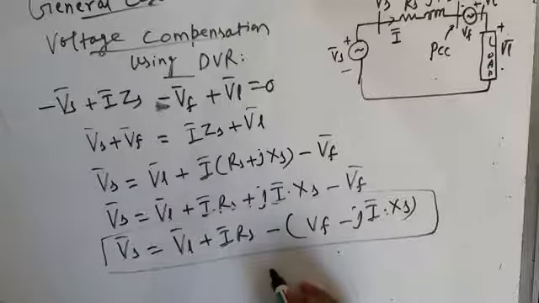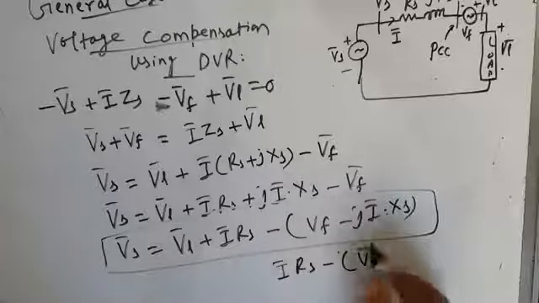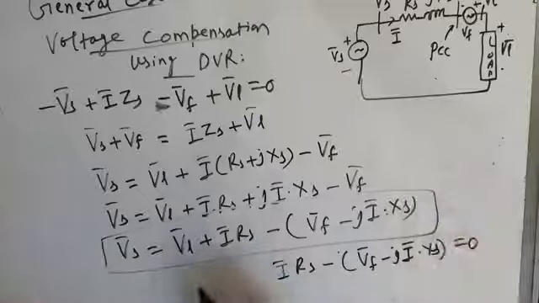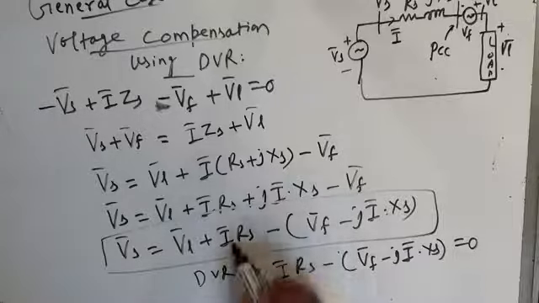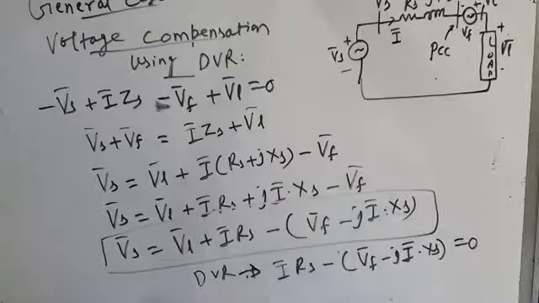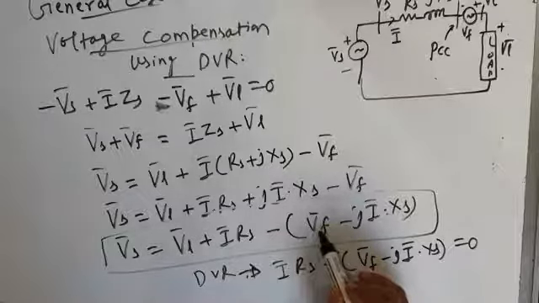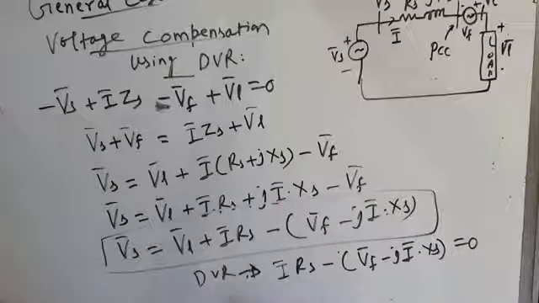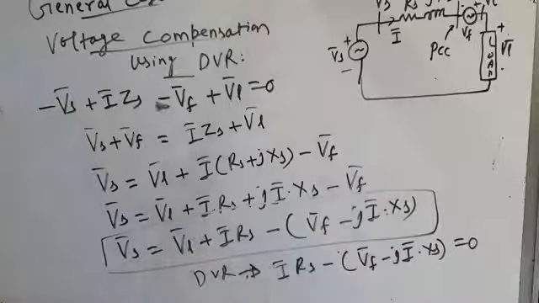Which means it will try to make I into Rs minus Vf minus jI into Xs equal to 0. So this is what DVR will do. It will make this drop minus this equal to 0. See, there is already a resistive voltage drop. There is already a reactive voltage drop. And then there is the DVR injected voltage. Now this DVR injected voltage will try to nullify these two drops in such a way that this drop plus this drop minus this becomes equal to 0.